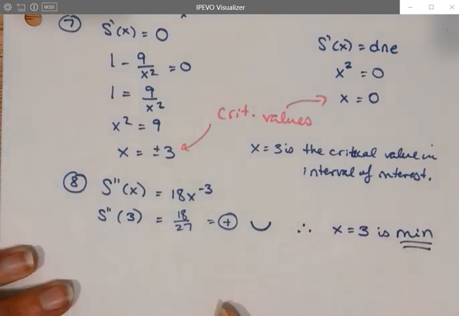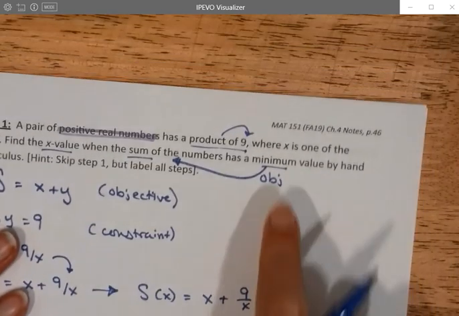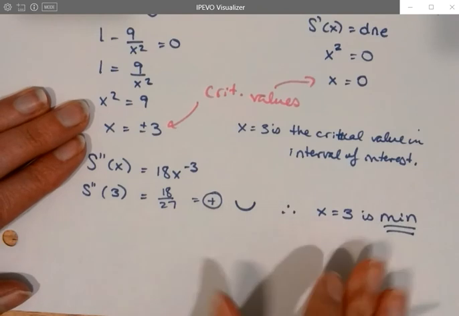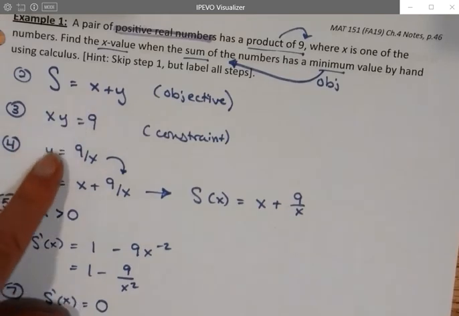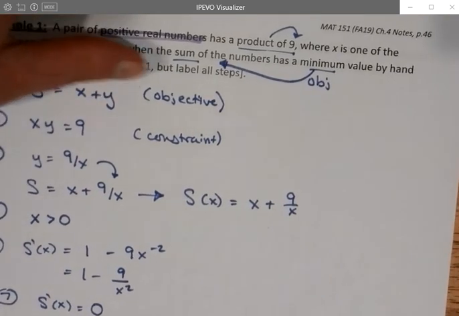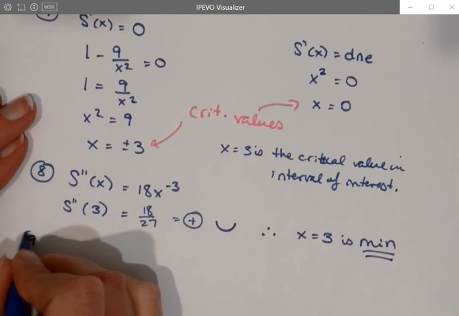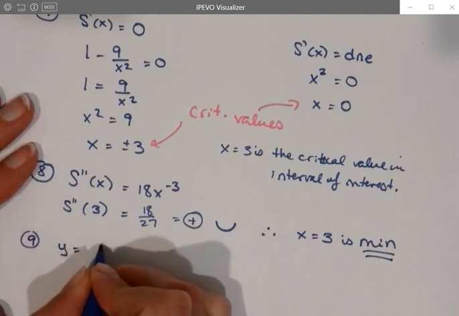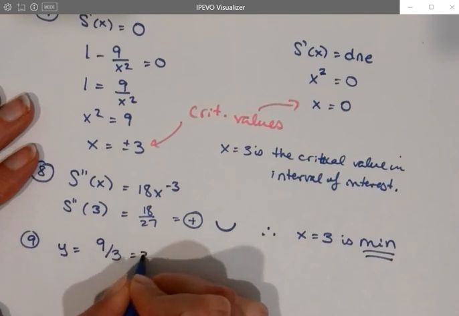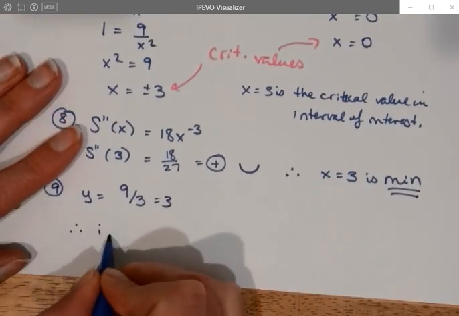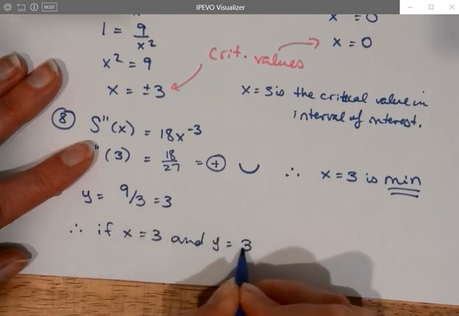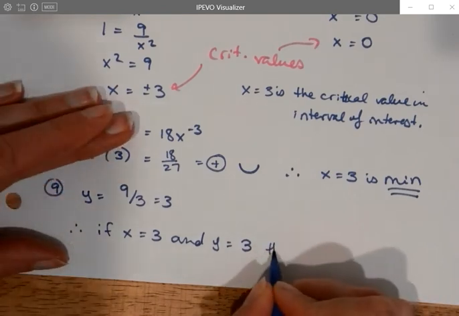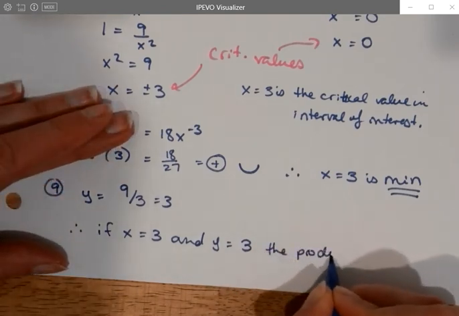Okay, now luckily minimum is what we are looking for. Don't forget, back to the objective, we're trying to minimize the function, so it looks like we have done that. So we can now conclude that x equals 3 gives us a minimum, and we can find the y value as well. Since I know that y is equal to 9 divided by x, y is going to be 3 as well. So in step 9, we can finish off those details. 9 divided by 3 is 3, so we can conclude that if x equals 3 and y equals 3, the sum is a minimum. So the product is 9 and the sum is a minimum.